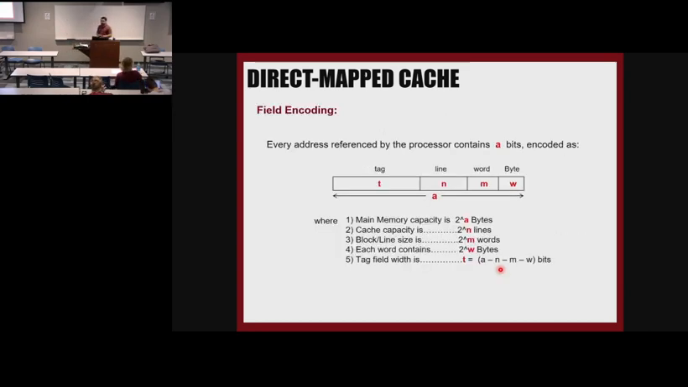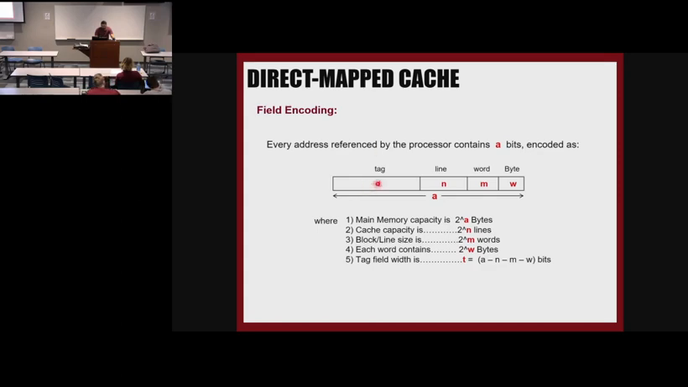So now let's talk about the field encoding. Okay, how do you encode the address bus to address a specific location in the cache? Don't forget again, everything is byte addressable, so our goal is finding the address for a specific byte in the cache. Okay. So now we have this field encoding for the direct map cache.